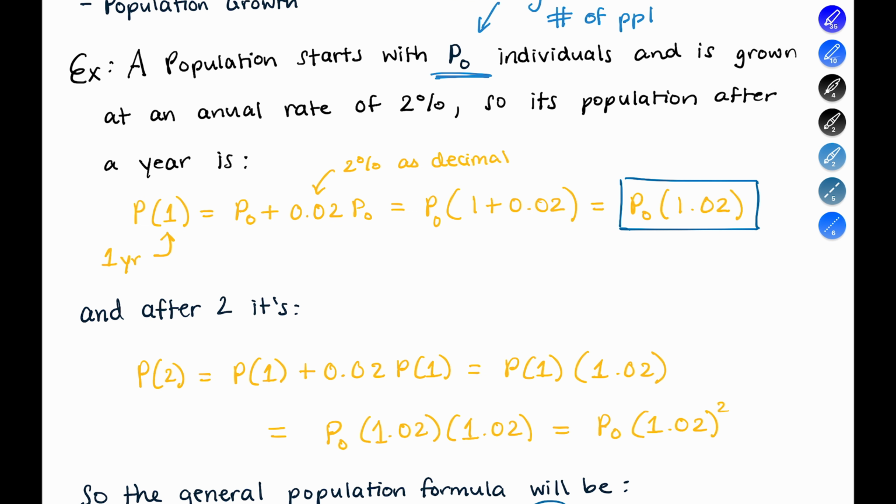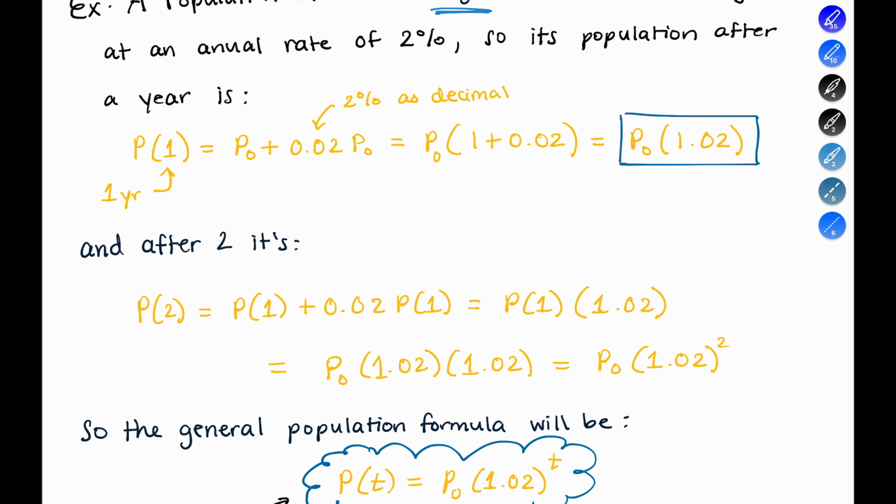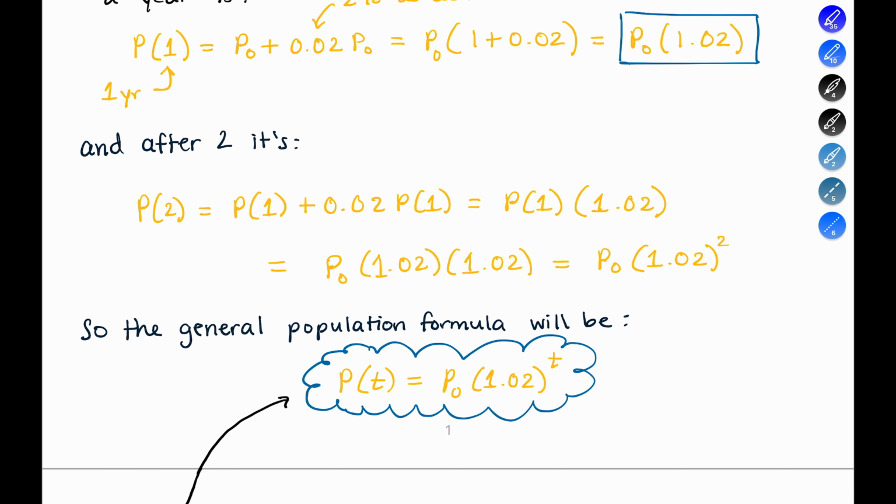So if you see, there's a recurring pattern going on where you keep multiplying by 1.02 each year. From P1 there's 1.02, and in P2 there's 1.02 squared. So the general population formula will be P of t, where t is the amount of time in years, is equal to P0 times 1.02 to the power of t, where t is still the amount of time in years.